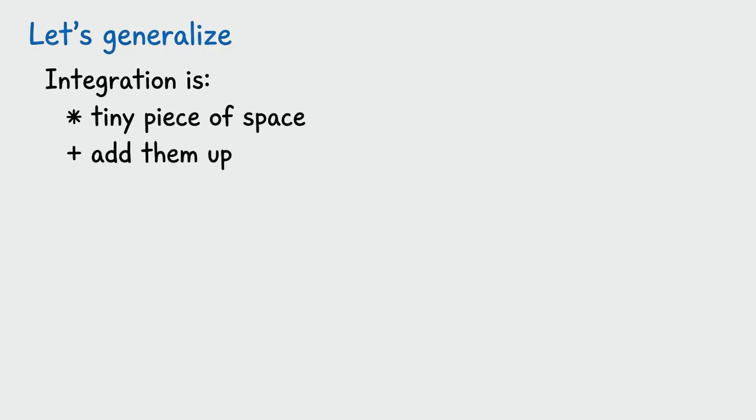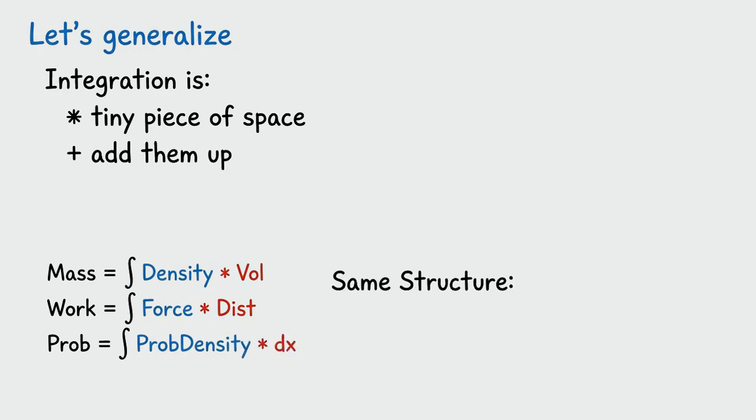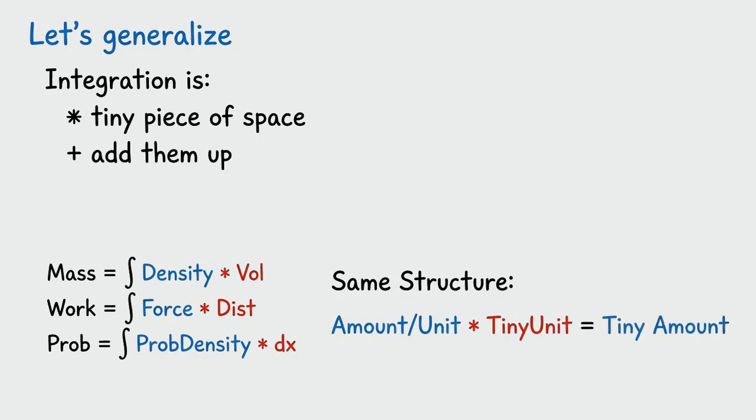Let's generalize. Integration is always about multiplying a density by a tiny piece of space and adding them up. Mass is the integral of density times volume. Work is the integral of force times distance. Probability is the integral of probability density times dx. It's always the same structure. Amount per unit times tiny unit equals tiny amount. Add them all up.